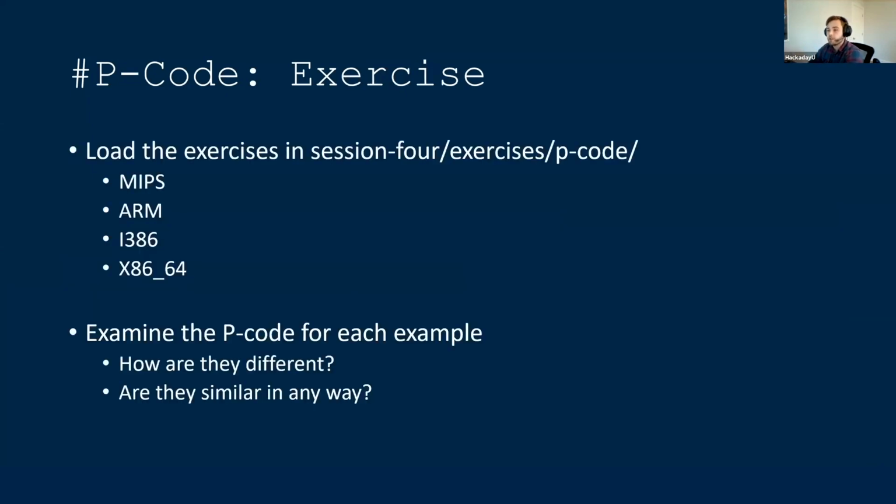And so with all that, what I would like for everybody to do is, in the exercises folder, which hasn't been pushed yet, it'll be pushed later this evening, there are going to be 4 exercises that are all the same C code compiled for 4 different architectures. And they're going to be ELF files, so Ghidra will be able to tell you the architecture and you won't have to set that manually. But what I would like you to do is, for each of them, take a look at the P code and think about how it's different, see if any parts of it are similar, and see if there are any patterns that you might see in the P code that gets generated.